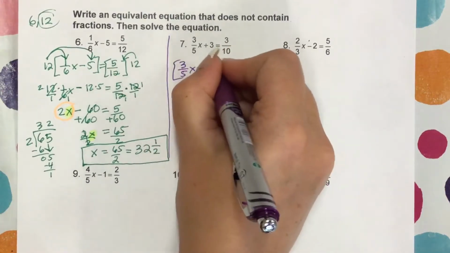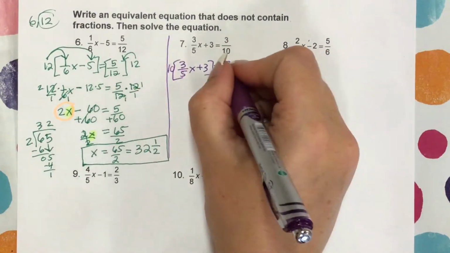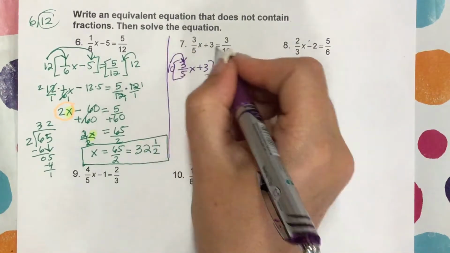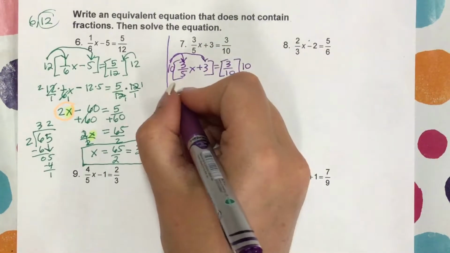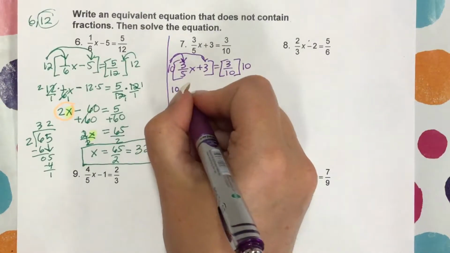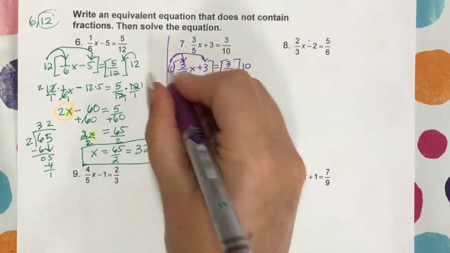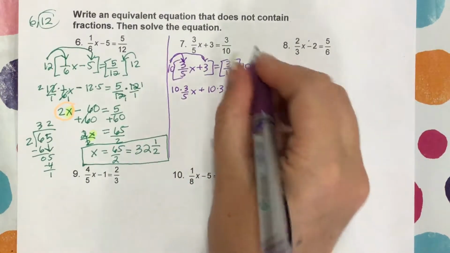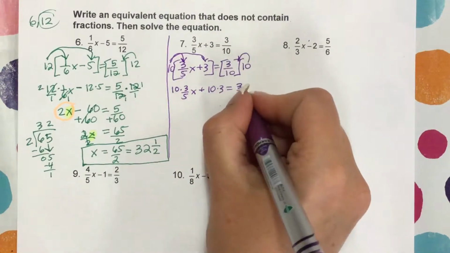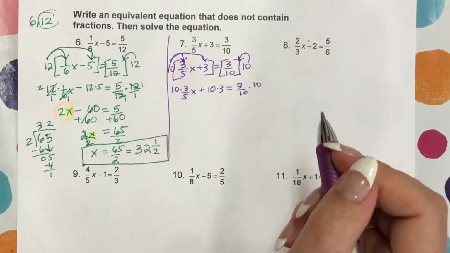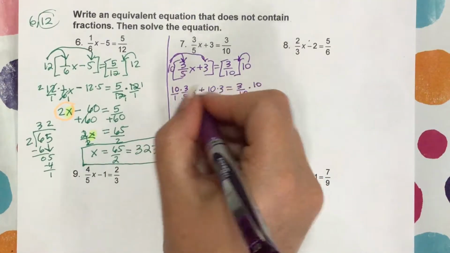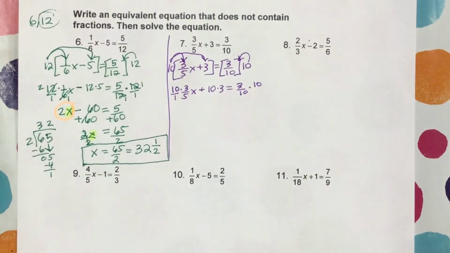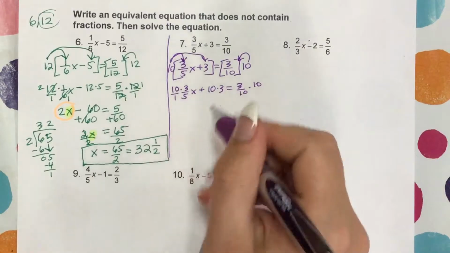I'm going to multiply both sides by 10. 10 times 3/5 x and then 10 times 3. So I'm going to get 10 times 3/5 x plus 10 times 3, and that's going to equal 10 times 3/10, so 3/10 times 10. Now I'm going to do these little problems, make this 10 over 1. I'm going to look to cross cancel. The common factor between 5 and 10 is 5.